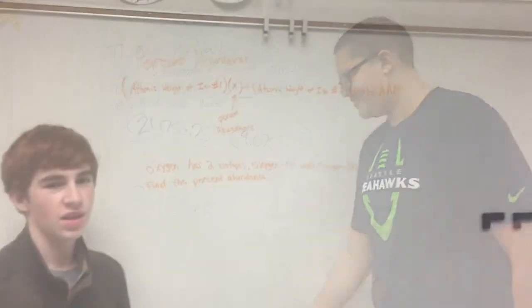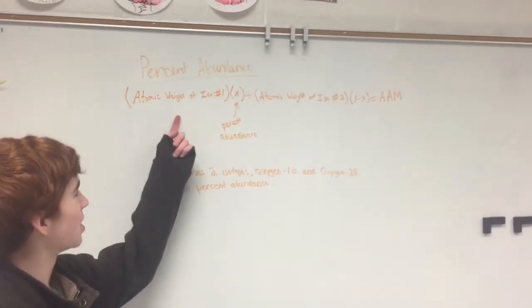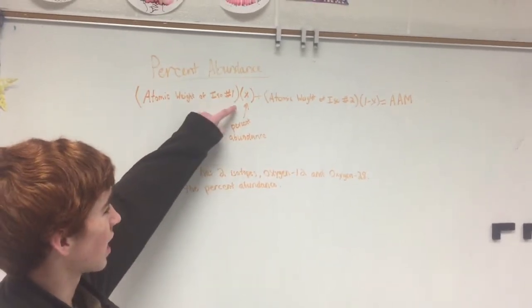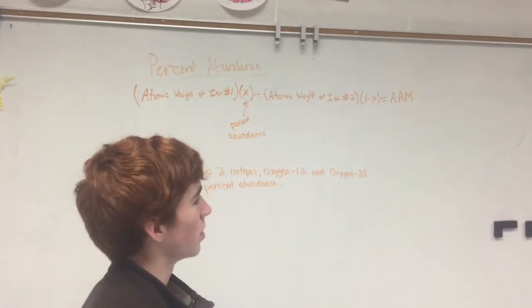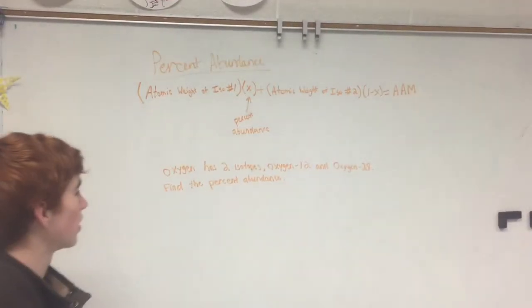Okay, percent abundance. The equation for percent abundance is right here. You have the atomic weight of isotope number 1 times x, where x is the percent abundance, plus the atomic weight of isotope number 2 times 1 minus x, and that's your average atomic mass.